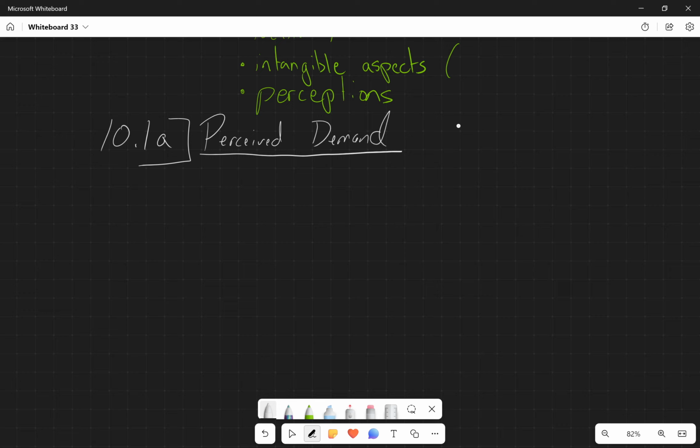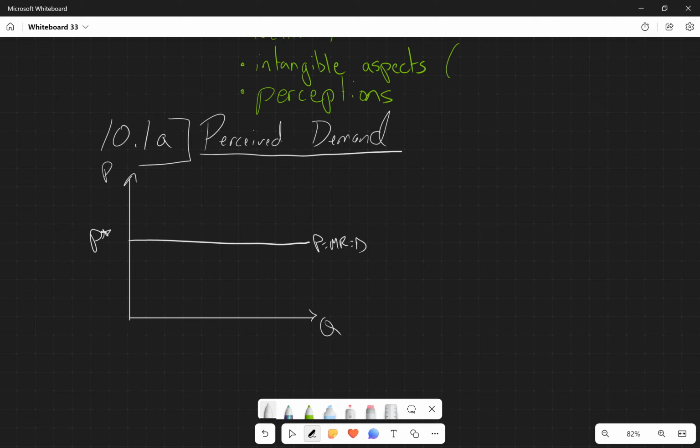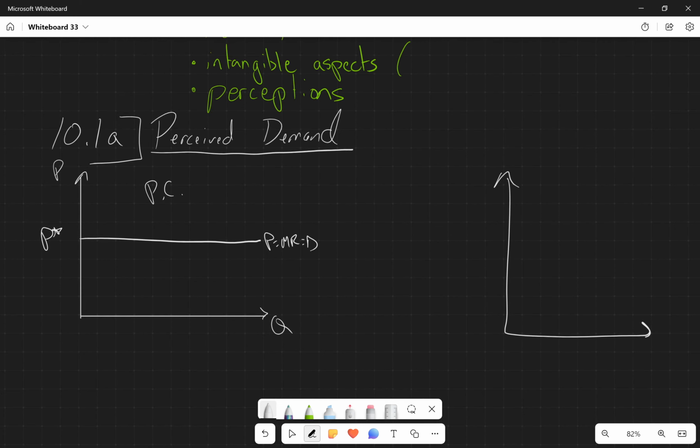All right, so we know that the perceived demand for a perfectly competitive firm is just going to be a flat line at that price, right? That P star. P equals MR equals demand. And then we also know that with a monopolist, a monopoly is going to have a perceived demand that's going to be downward sloping.